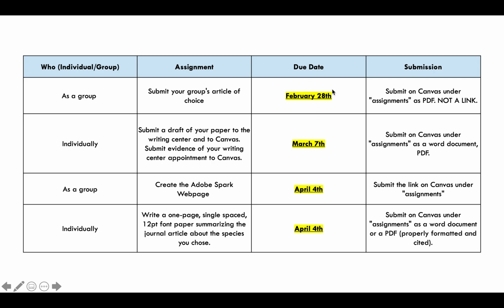So after your group finds an article, individually, you're going to be writing a paper. You're going to need to submit a summary of that paper to the Writing Center by March 7th. You're also going to have to upload evidence that you attended the Writing Center or an online appointment by March 7th. You're going to have to upload that to Canvas.